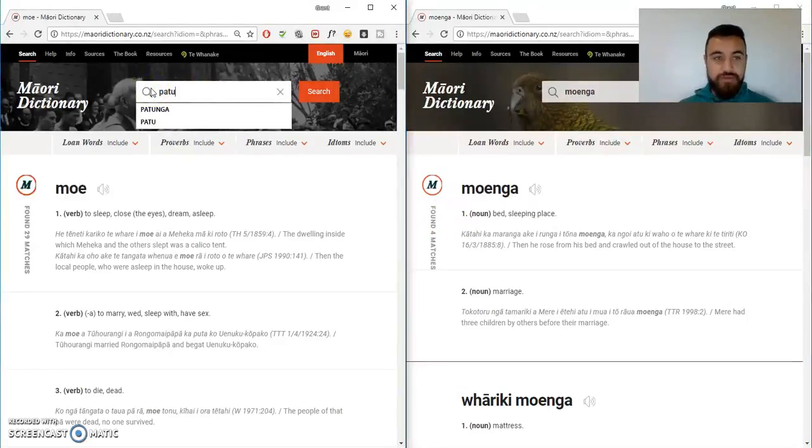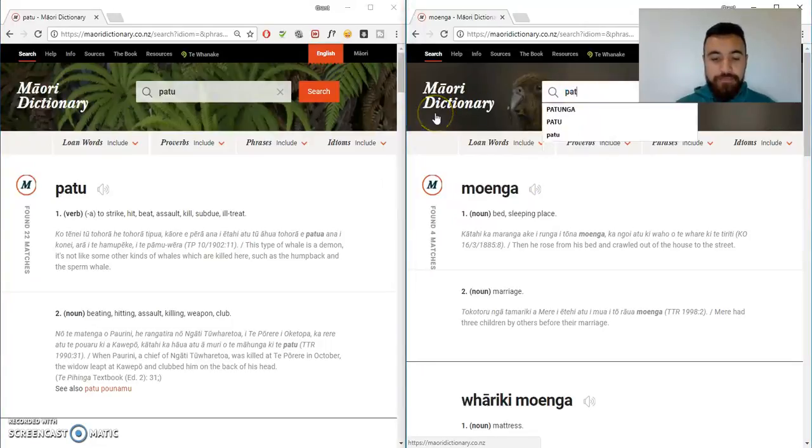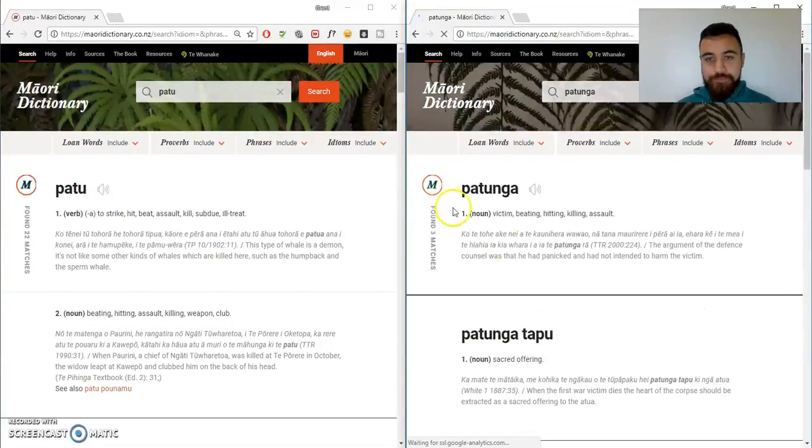Patu. So patu means to hit or to strike. Patunga is the victim. So patu, I hit someone. Patunga is a victim. He is a victim. That would be how we would use that in a sentence.